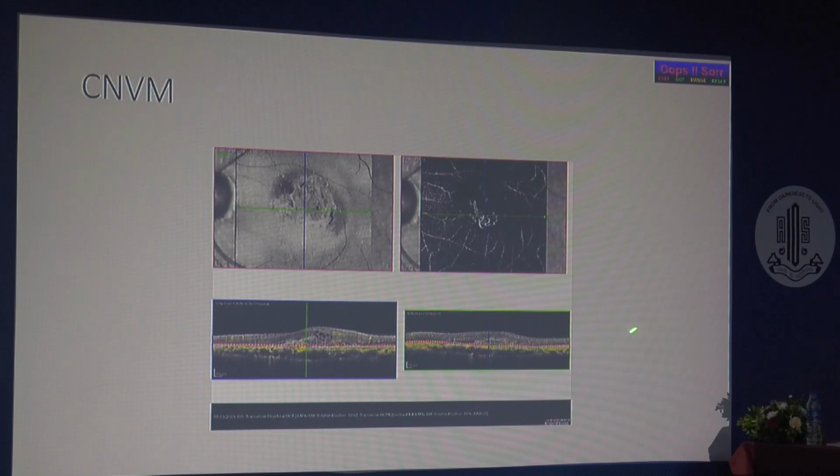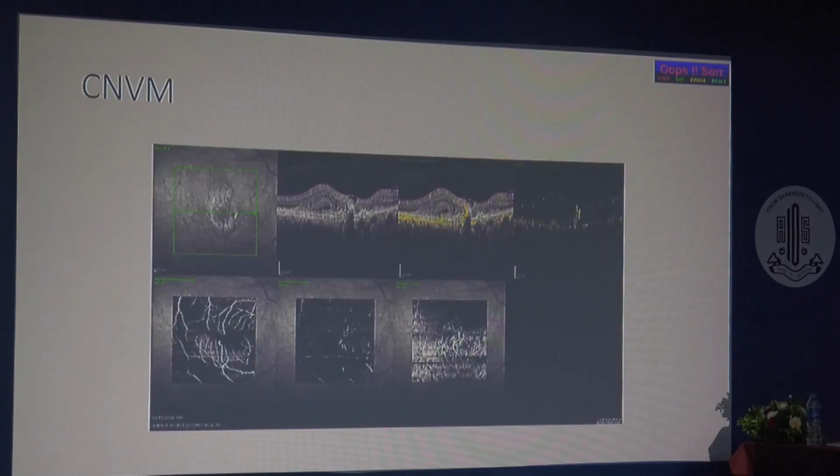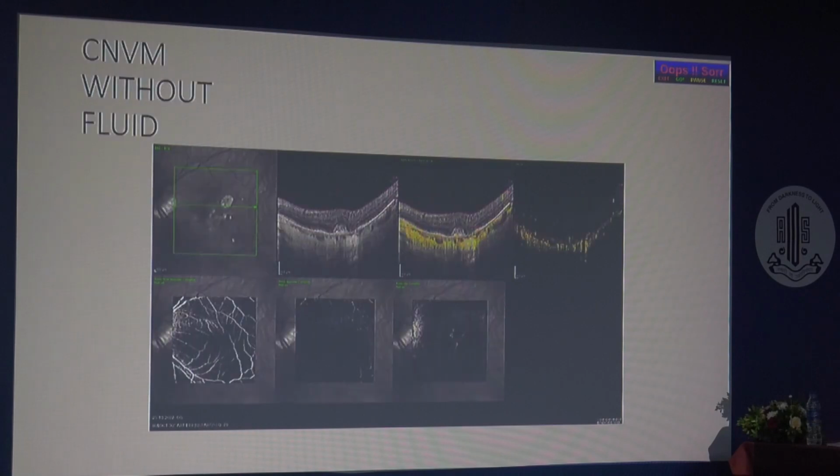This is a CNVM, now that you have seen multiple ones. It looks nice, but sometimes you have a dilemma: is it or is it not a CNVM? Here you can see the lesion, the infiltration, and you may have an RPE rip. This is a CNVM without fluid. This is called a SHRM, subretinal hyperreflective material. So in a choroiditis patient, when you see a SHRM, you do an OCT angio or a fluorescein angio to look for CNVM. Of SHRM, only 15% will be CNVMs.